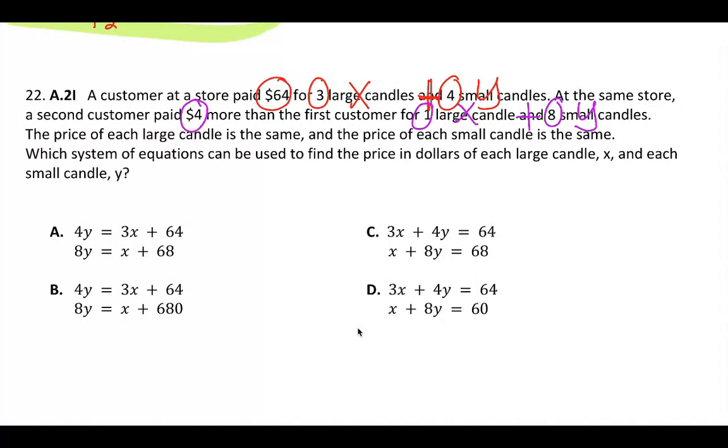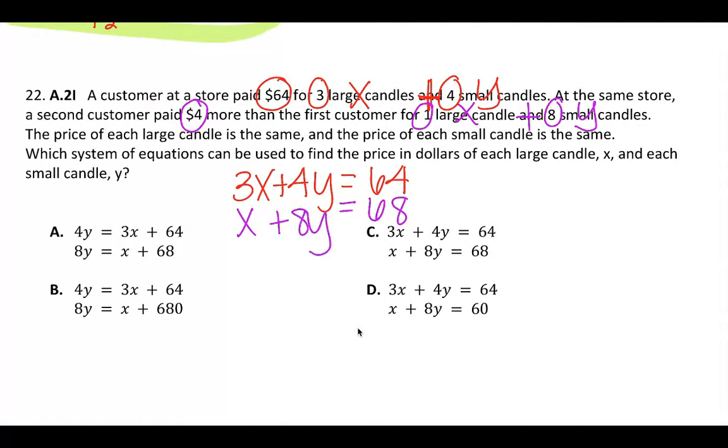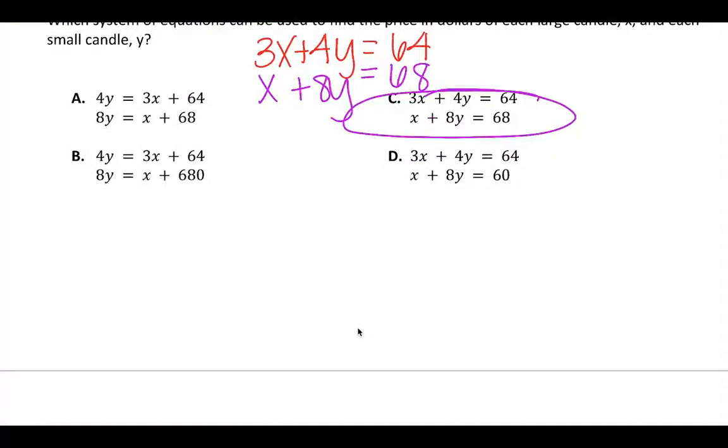So the first customer was 3x plus 4y, and all that's going to equal 64. The other guy paid $4 more than me, so 64 plus 4 is 68, right? And they bought 1x, or I'm just going to say x, I don't like the way that looks, plus 8y. The only one that lines up would be answer choice C. So just writing it out.